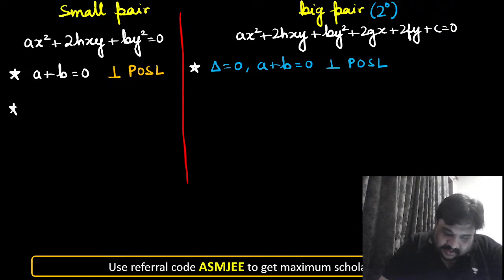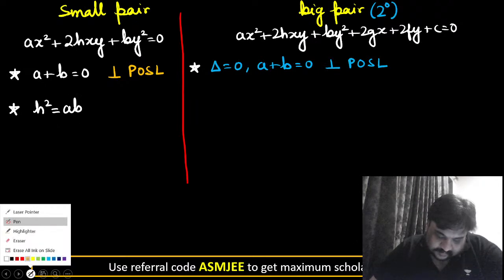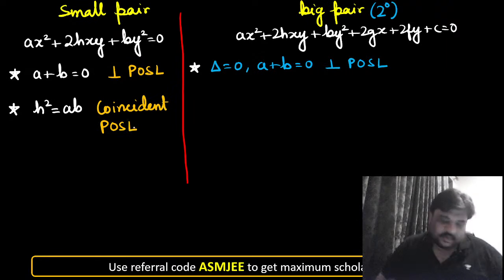Okay. Now what happens when h square is equal to AB? What happens here? This is coincident. Coincident pairs.